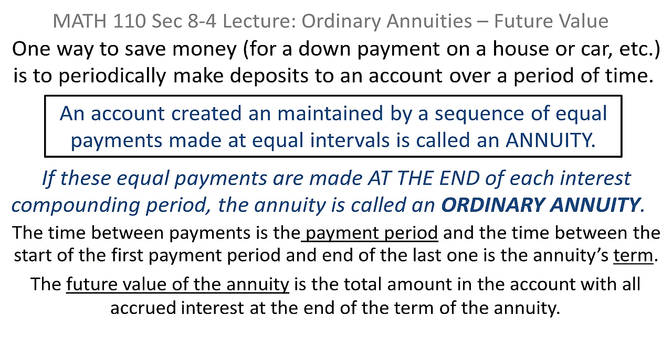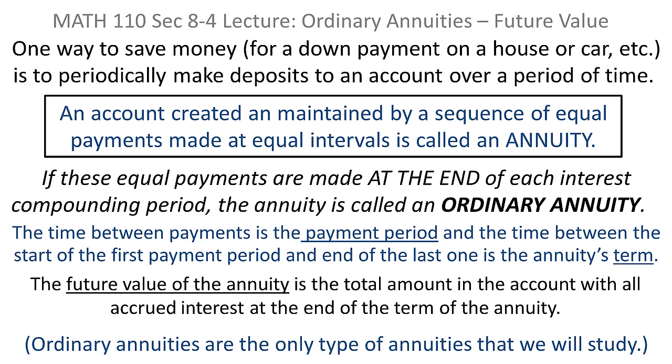Now, the future value of the annuity is the total amount of money in the account, including the interest: the amount you put in, plus any interest that money earned at the end of the term of the annuity. We've used future value in other contexts, and future value just means what the money will be worth in the future. So you can have the future value of a simple interest account, you can have the future value of a compound interest account, and you can have the future value of an annuity.